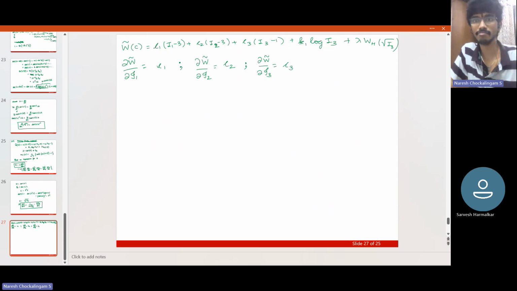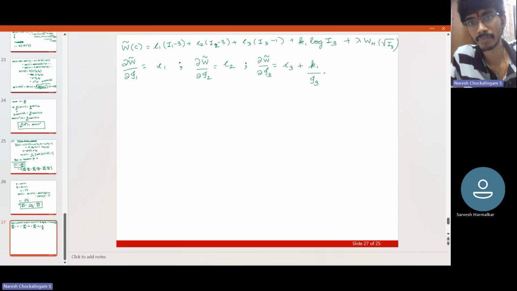And in the fourth term, you get a log I3, so you get plus K1. I3 is a scalar. Log I3 is a scalar function, so differentiate the scalar function. d log I3 with respect to dI3 is 1 by I3. So you get a 1 by I3. And then you have dou I3 with respect to C. So this term contributes so much.